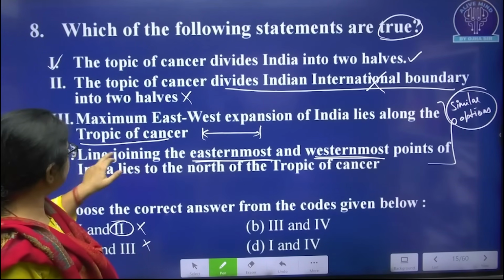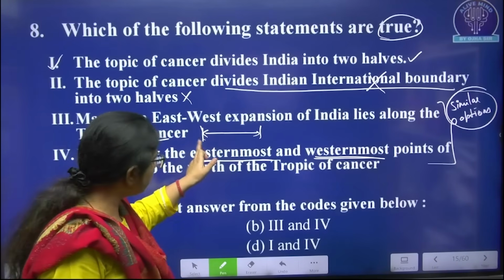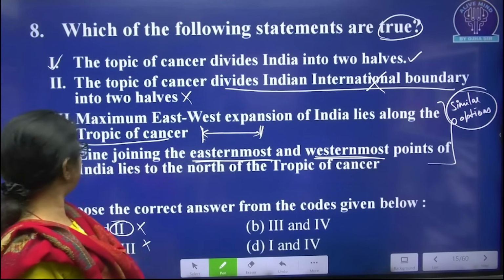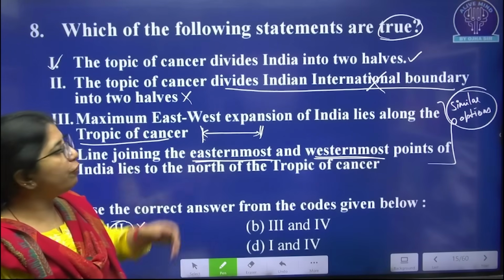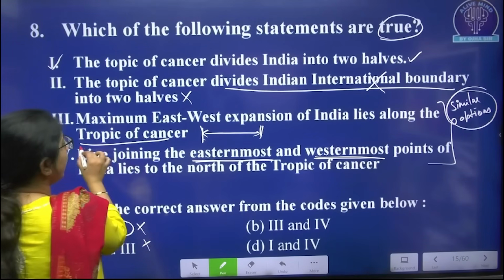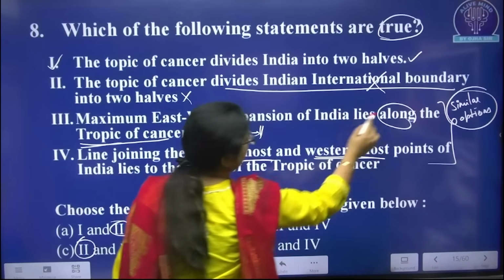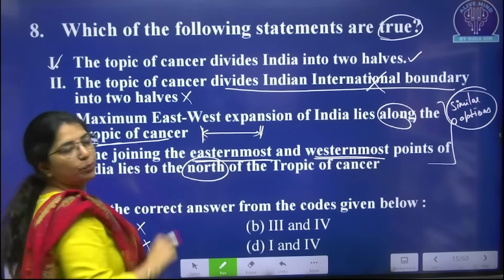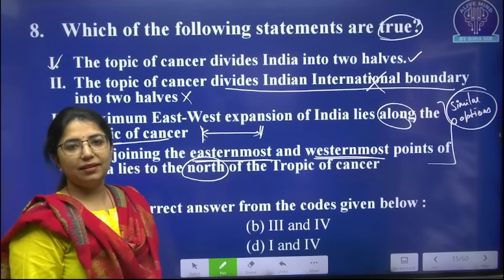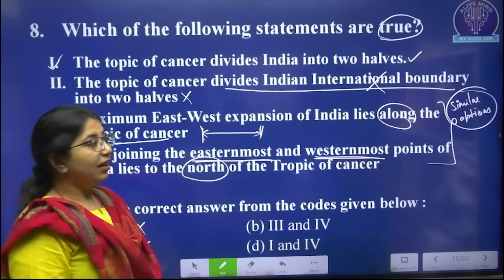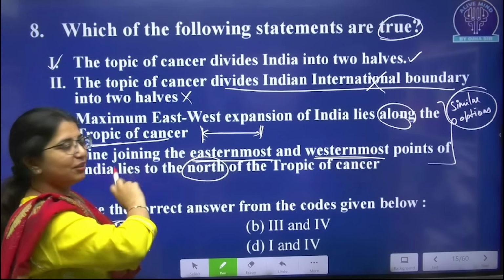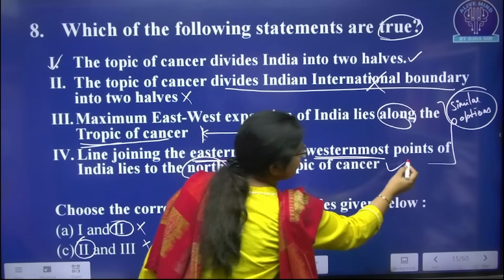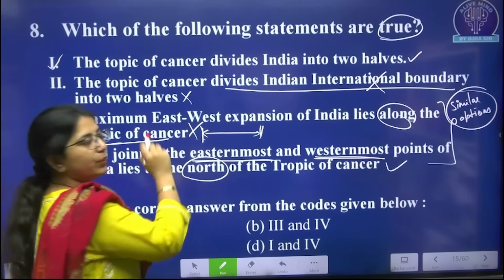Then they have written this theme as the line joining the easternmost and the westernmost points of India lies to the north of the Tropic of Cancer. Here they are saying it is along the Tropic of Cancer. Here they are saying it is north of the Tropic of Cancer. Either of them can be right and this is right. The third one is wrong.